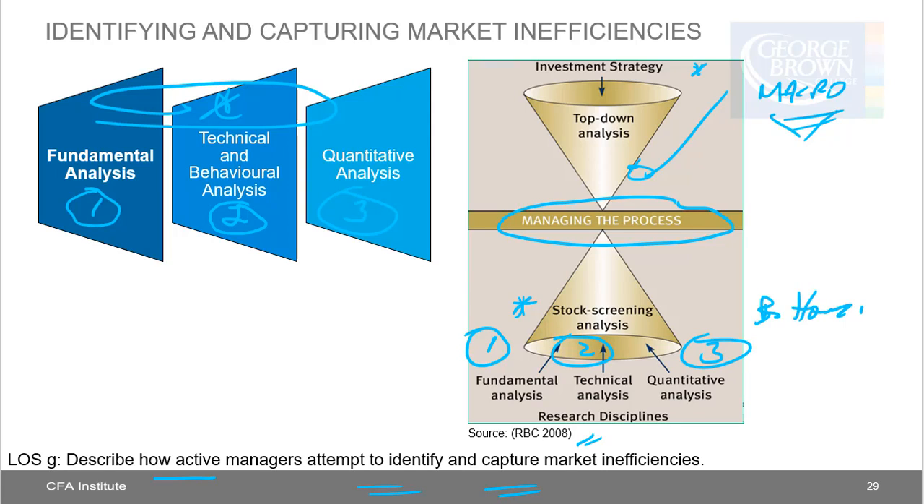So they try to sell before an increase in seller interest or a decrease in buyer interest causes the price of the security to fall. Moving on to quantitative analysis, some managers build statistical models. So quant data is looking at statistical models that try to identify shares that are likely to outperform.